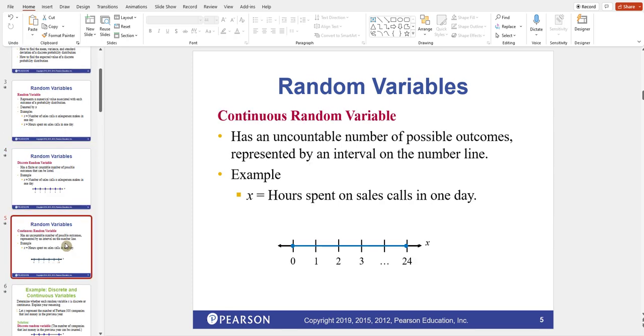A continuous random variable has an uncountable number of possible outcomes and is represented by an interval on a number line. For example, the hours spent on sales calls in one day. So you may not have spent exactly 3 hours making sales calls. You may have spent 3 hours, 26 minutes, 3 seconds, and so on. So that's something that's continuous. Time is considered a continuous variable.